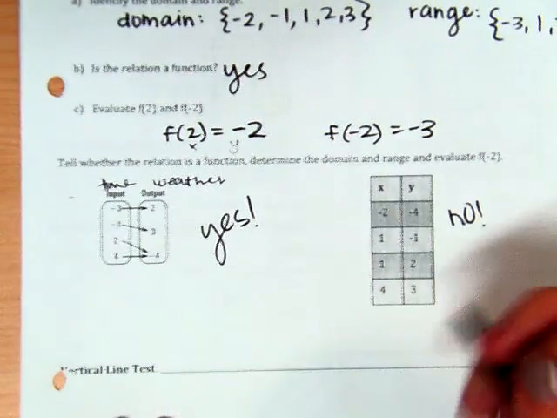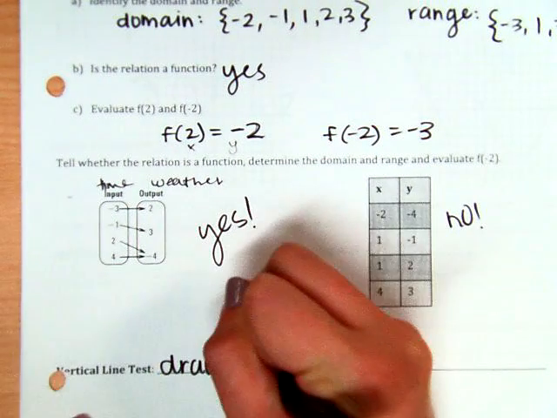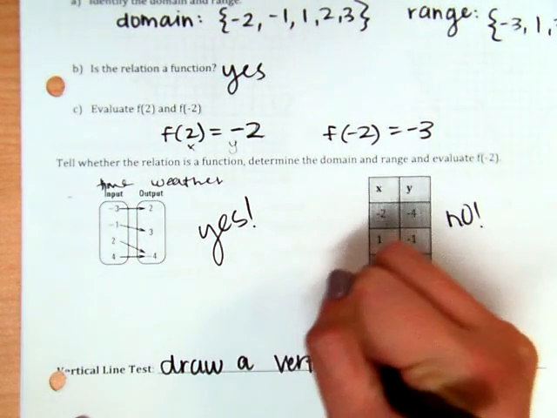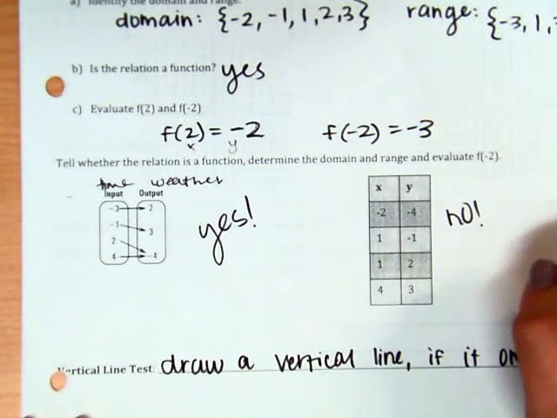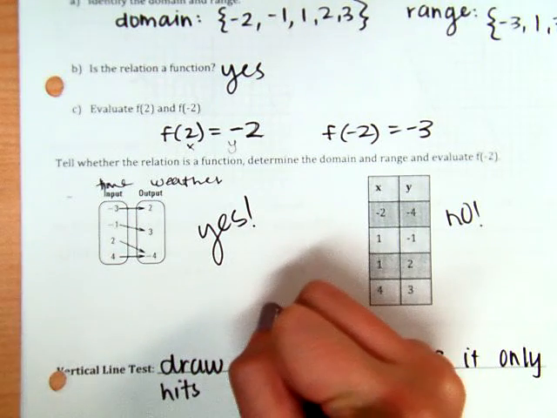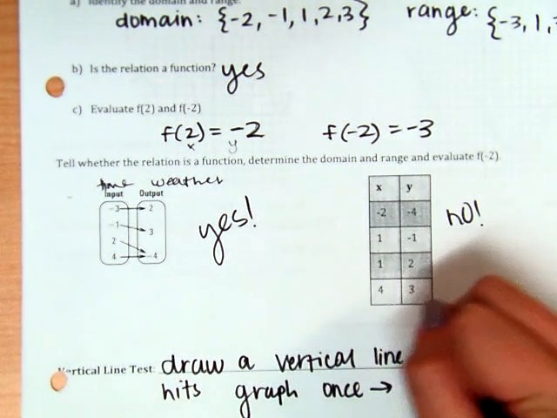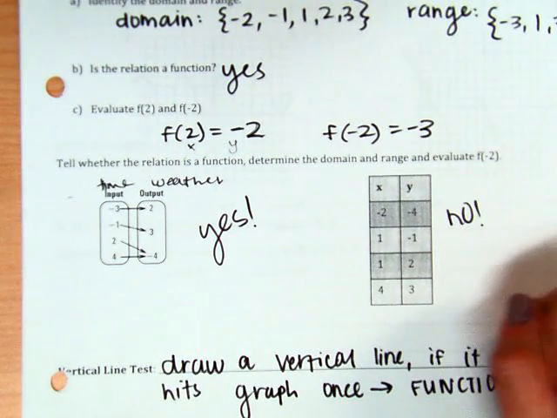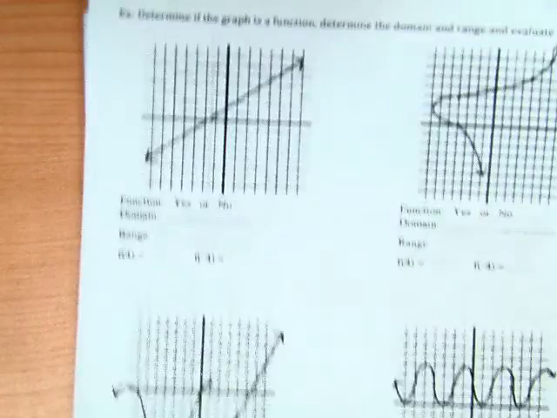Vertical line test. Okay, draw a vertical line. If it only hits the graph once, then it's a function. As long as it only hits the graph once, it's a function. So I'll show you what that means. So flip it over, and we got these 4 examples.